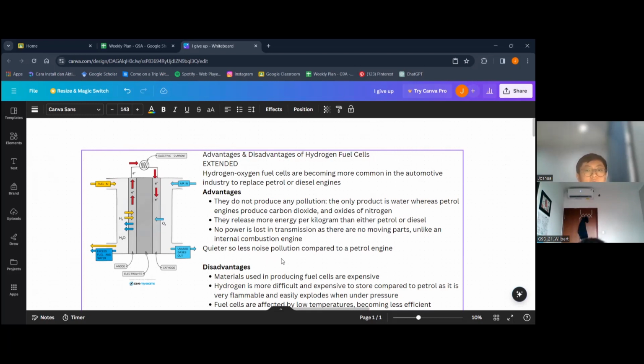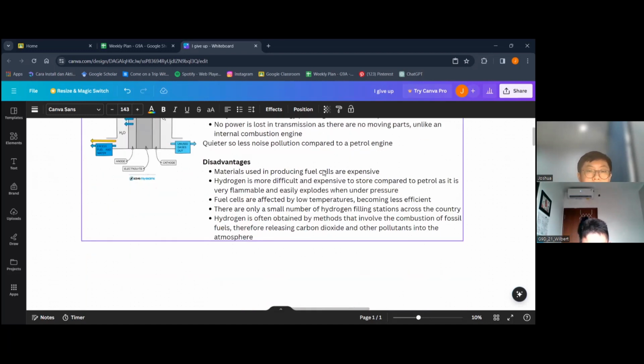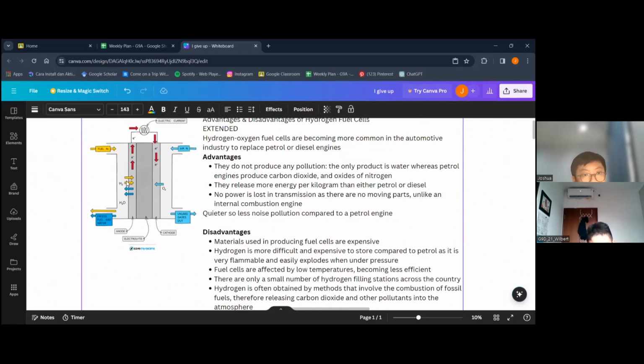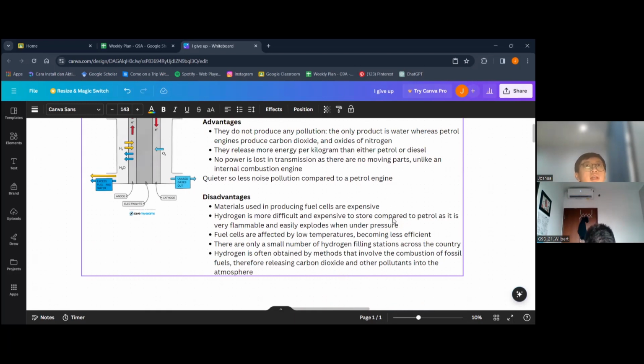Also, it's quieter, so less noise pollution compared to a petrol engine, because as you know, the sound of cars is heard very easily because of how loud it is. But it comes with some disadvantages, such as the materials used are expensive. That's why there isn't a lot of hydrogen fuel cells now, because the price to make one itself is quite pricey. And hydrogen is more difficult and expensive to store compared to petrol, as it is very flammable. So if you heat up hydrogen just a bit too much, it may explode.